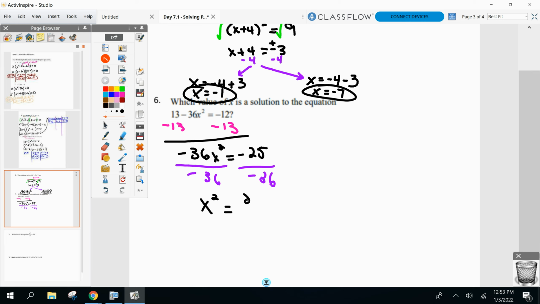So we'll take it. And I know some of you may be like, oh boy, this is not going to turn out great, but 25 and 36, not bad numbers to have. Now that I have x squared alone, what can I do on both sides? Square root both sides.